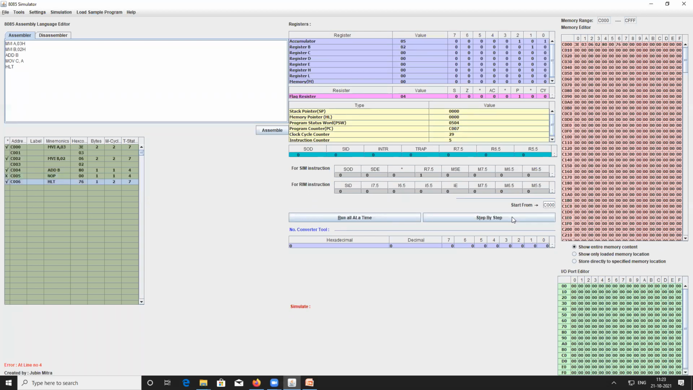After that, forward, HLT is there and the program will be stopped. So the last value of the program counter is C007.